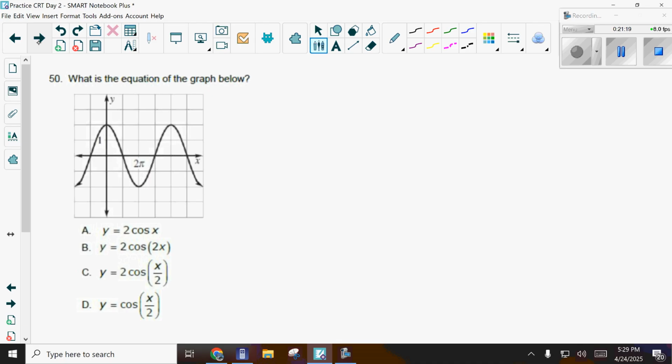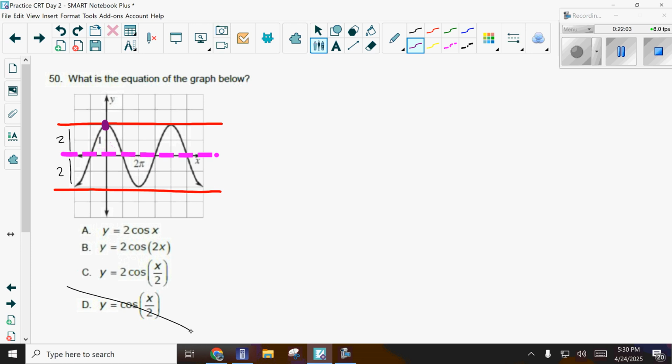Number 50, it says, what is the equation of the graph below? So the first thing we have to figure out is where is the midpoint or the midline. So I'm going to go to the highest, and here's the lowest. So that means that my midline has to be here. Now the reason why that's important is because I need to see where it starts. Since it starts on the top, that means it's a cosine. Now the thing about this problem is that all the choices say cosine, so that doesn't really help us. Next thing we're going to figure out is the amplitude. Your amplitude is the distance from the middle up to the top. That's 2, and you can go to the bottom also, because it's also 2. So that means that D is not the correct choice.